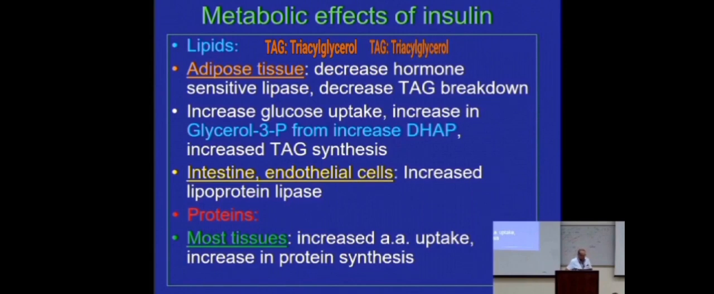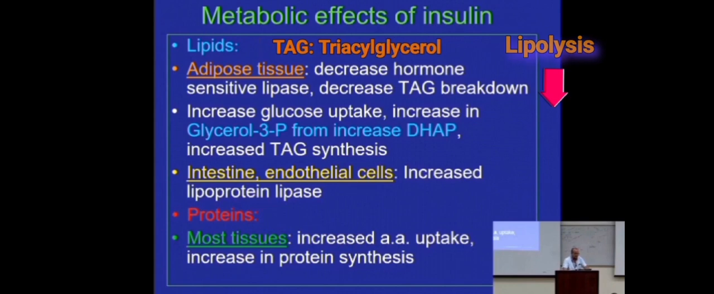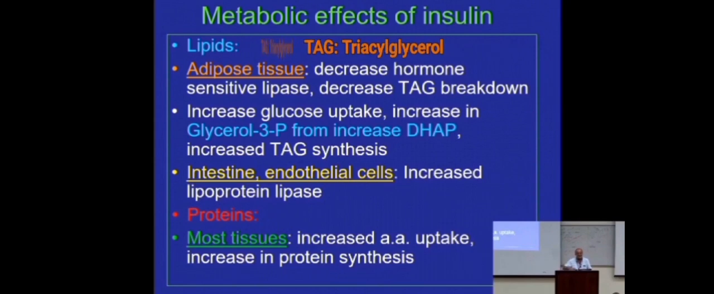The effect of insulin on lipid metabolism. Let's start with adipose tissue. You remember, adipose tissue is where we store a lot of TAGs. The adipocyte is roughly 80% TAGs. Okay? So important effects on adipose tissue: first, to decrease lipolysis by inhibiting hormone-sensitive lipase. Second, you increase TAG synthesis.